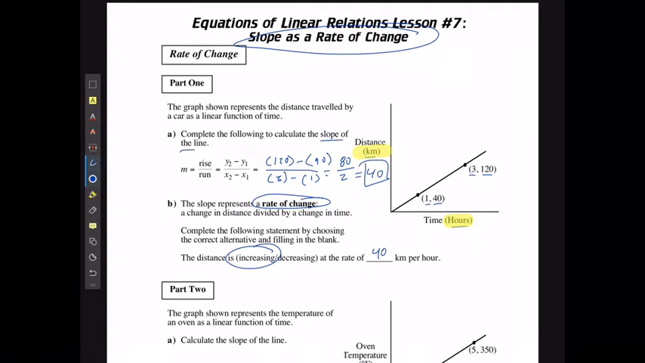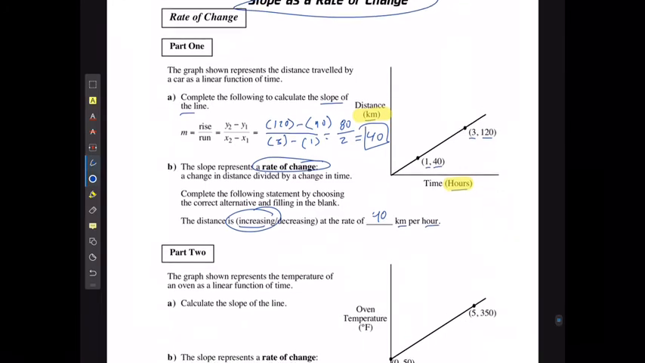kilometers per hour, which means that the two things we need to consider is we always think of rate of change as being a positive value. So we're not going to say positive or negative 40. We're always going to say it as a positive value. It's just if it actually is a positive slope, we're going to call it increasing. If it's a negative slope, we're going to call it decreasing. And we need to put our units back into our rate of change.